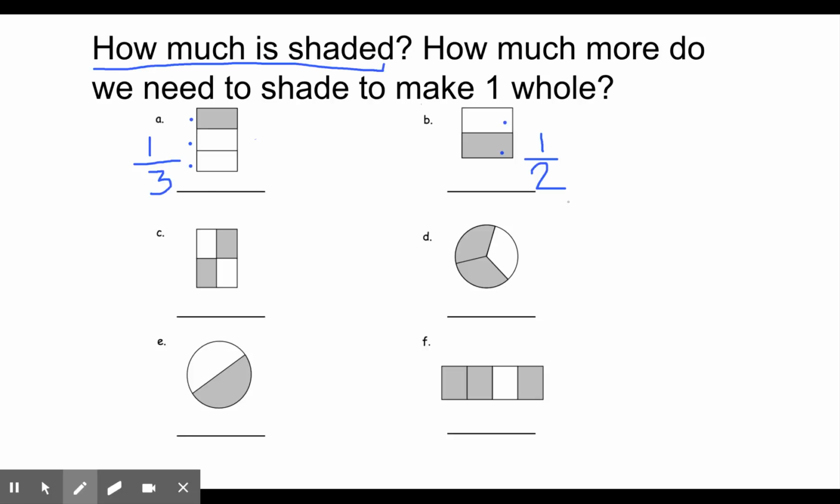Here's where it starts to get a little bit trickier. Let's look at C. How many parts are there? Let's count. 1, 2, 3, 4. So 4 goes on the bottom. And how many parts are shaded? This is tricky. 1, 2. So 2 goes on the top. 2/4.